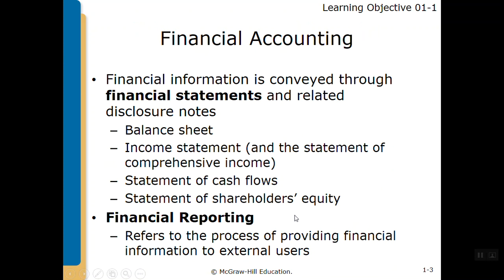So when we talk about financial accounting, the main thing that we're thinking about, or the end product, are the financial statements. And there are 4 financial statements that make up a full set of financial statements, and those are the balance sheet, the income statement, the statement of cash flows, and the statement of shareholders' or stockholders' equity. And also the financial disclosure notes accompany those statements, and we'll talk a little bit more about disclosure later on.